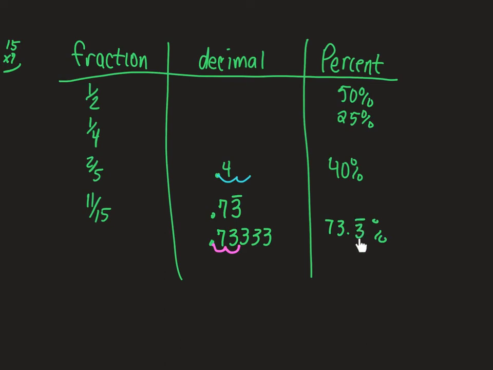Notice that the bar can only go on top of numbers that are past the decimal. So a bar can't go over here, bar can only go here, and I only write this guy once.